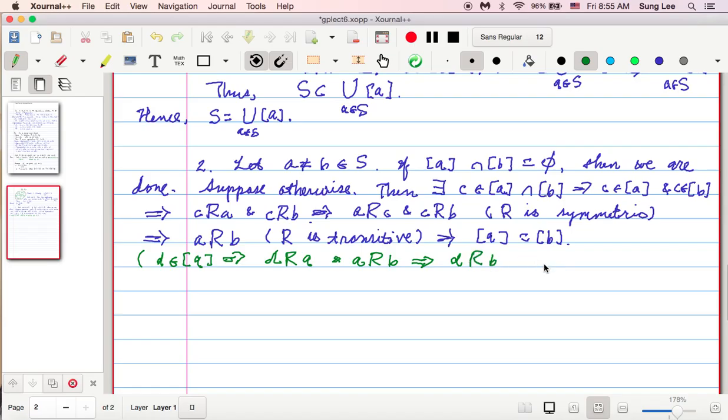So this means that D belongs to the class of B. So what we have just shown here is that, maybe I'll use a different color, the class of A is a subset of the class of B. Okay, that's what I just showed.